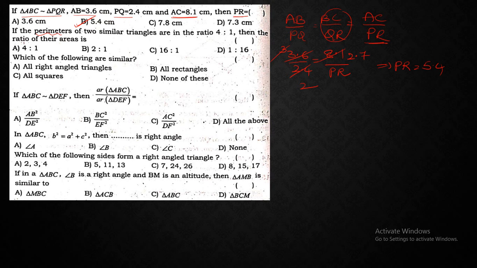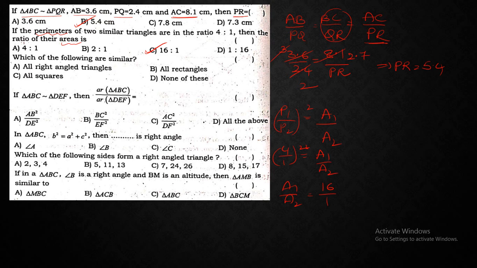Next, here the relation between perimeter and area. So perimeter 1 by perimeter 2 whole square is equal to area 1 by area 2. Right? So from this, if I write down the values, so 4 by 1 whole square is equal to area 1 by area 2. So from this what I am going to get? Area 1 by area 2 is equal to 16 by 1. So answer is 16 is to 1.